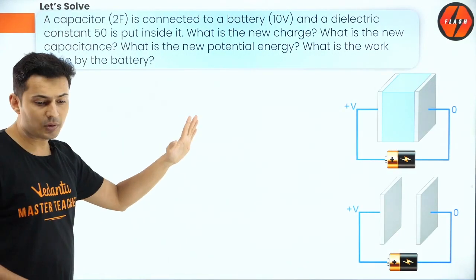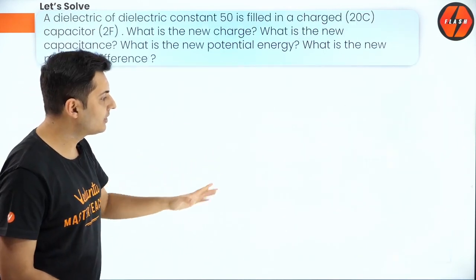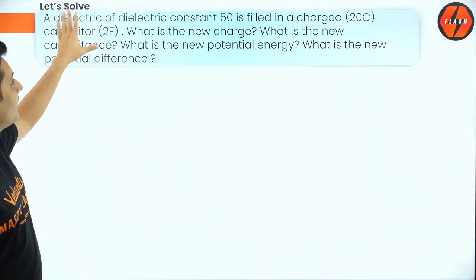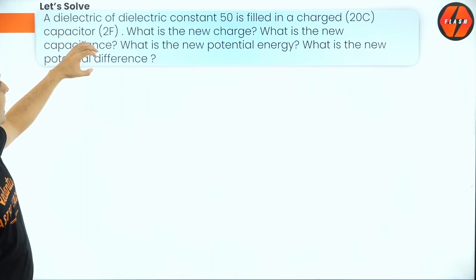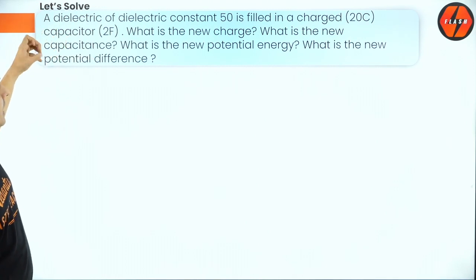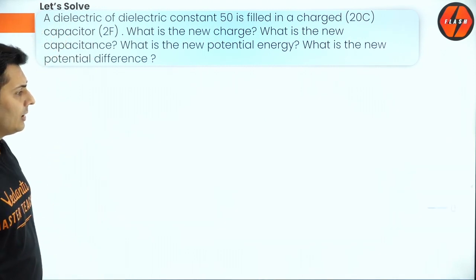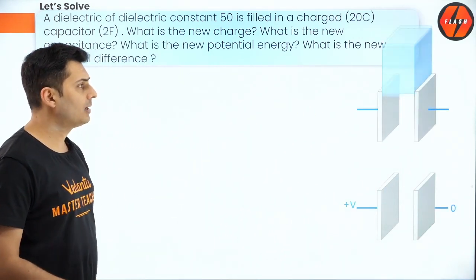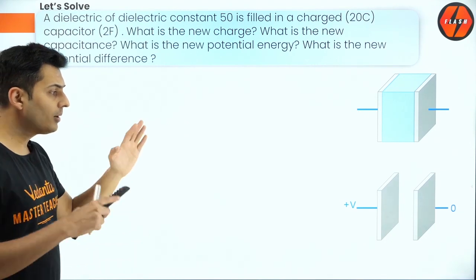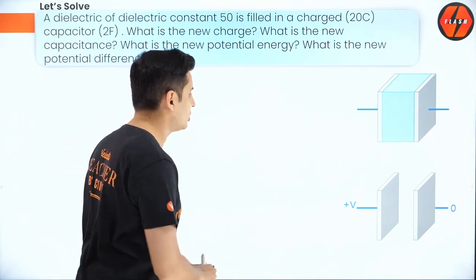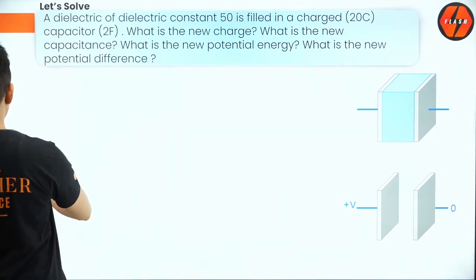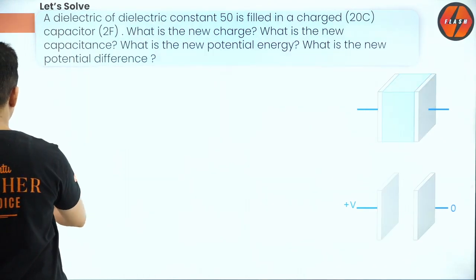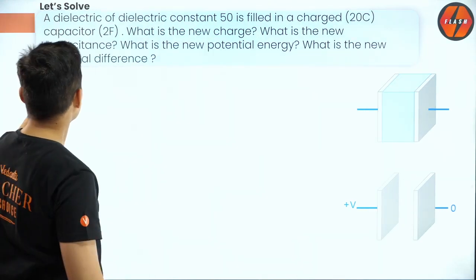It's a very similar question, guys. The only change in this question is that now you will see that the battery is not there. So without the battery, you are now putting in the dielectric slab. What will be the difference in this situation? Let's try this out. So first, let's write down whatever is given to us.